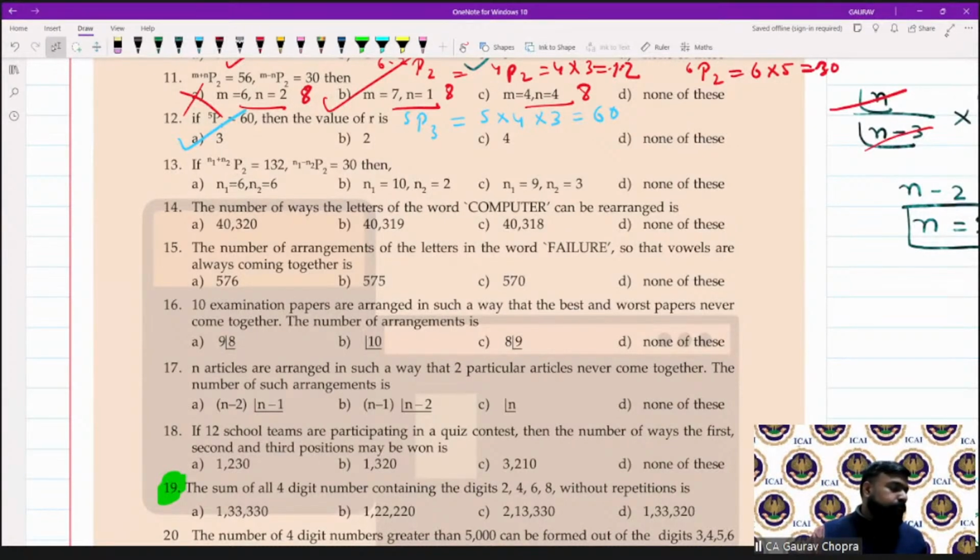Come on, everyone, you can answer. 13th question. Let's see who has given the answer.